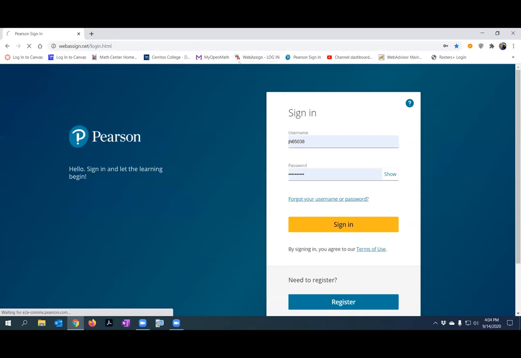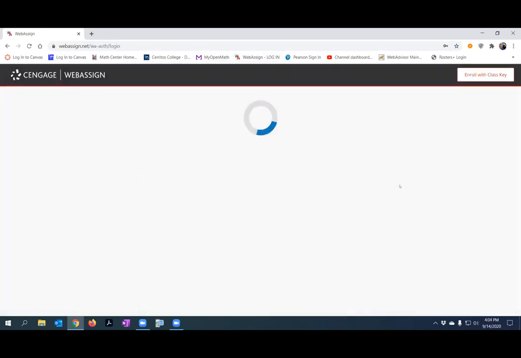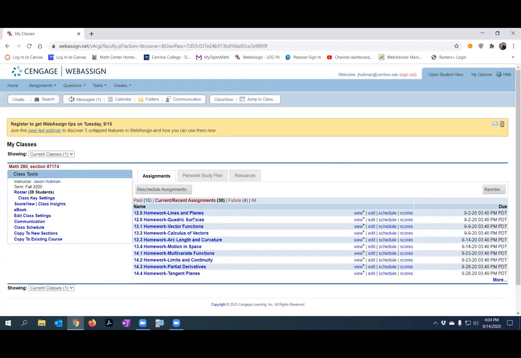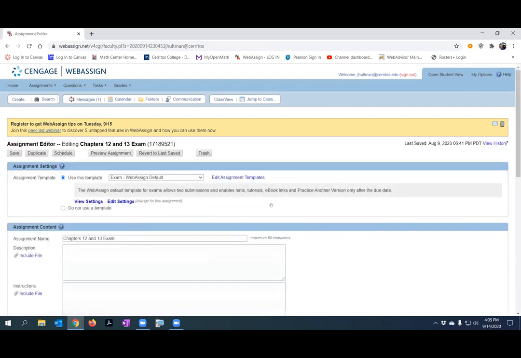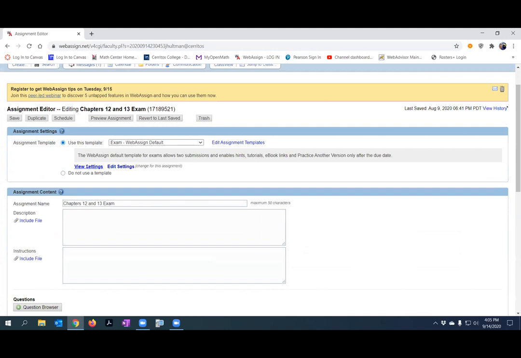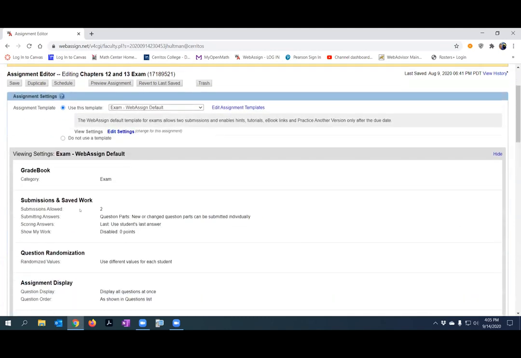Let's see what the settings are on the homework or on the exam. Okay, this is in the future. View, edit. Okay, view settings. Submissions allowed: 2. So you have 2 shots at this, 2 chances. Okay, questions, submitting answers, question parts.